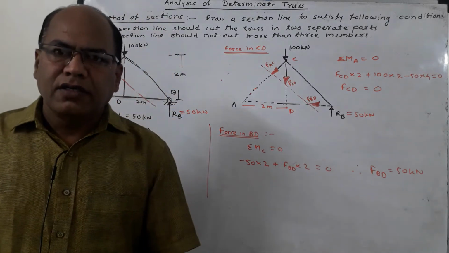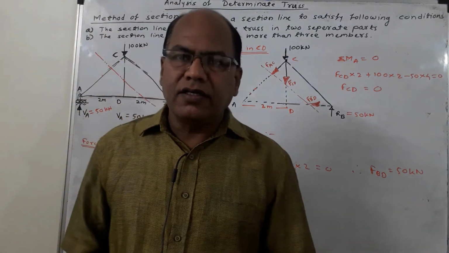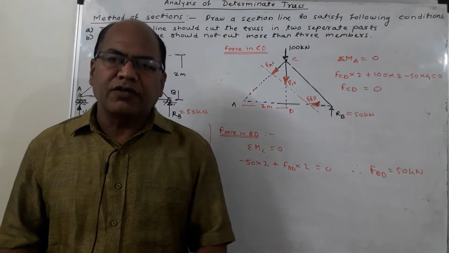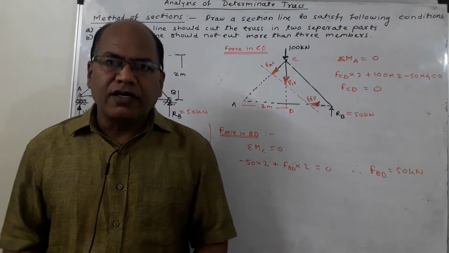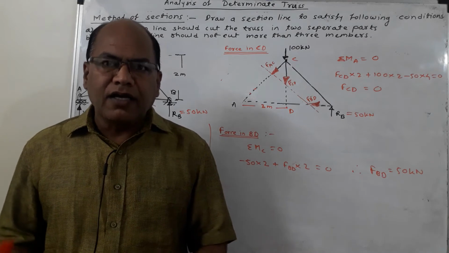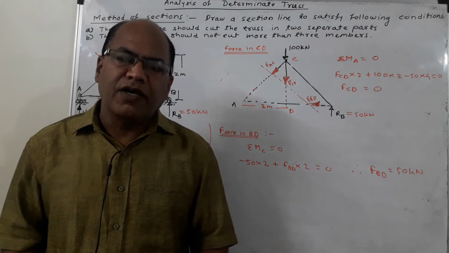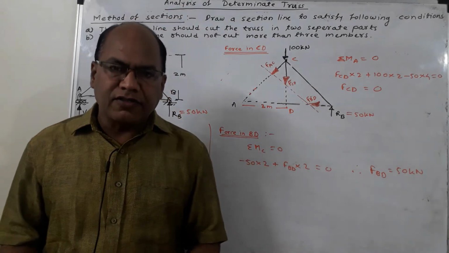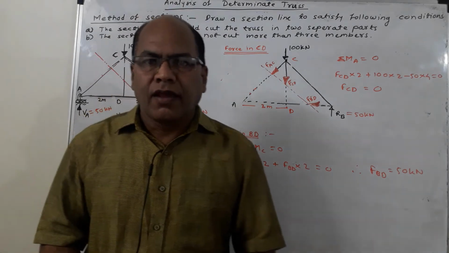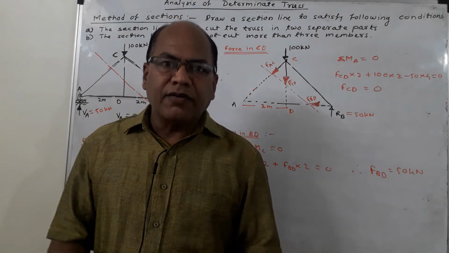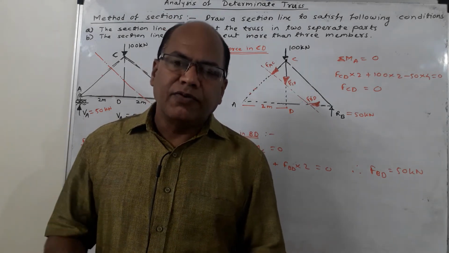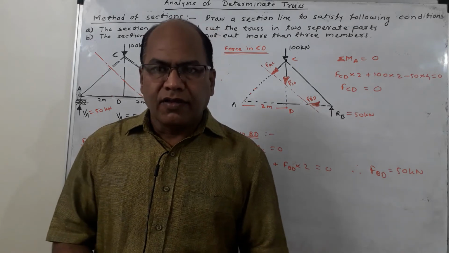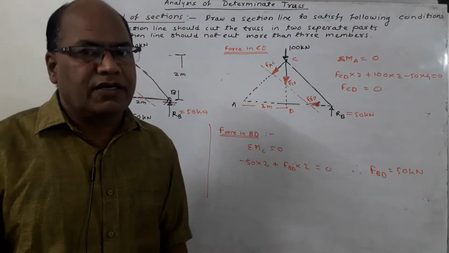Hello students, in the previous video we have seen the method of joints. Now in this video I want to discuss the method of sections. Method of joints is an application of analysis of concurrent forces, whereas method of sections is an application of analysis of non-concurrent forces. Method of sections is preferably useful when the forces in few members of a given truss are required. Now let us see the procedure of method of sections.